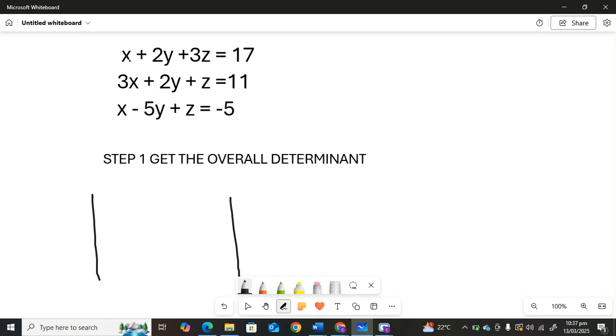Okay, so the coefficient of this x here is 1. The coefficient of this 2y here is 2. The coefficient of this 3z here is 3. We go to the second equation. The coefficient of x is 3. The coefficient of y is 2. The coefficient of z is 1.